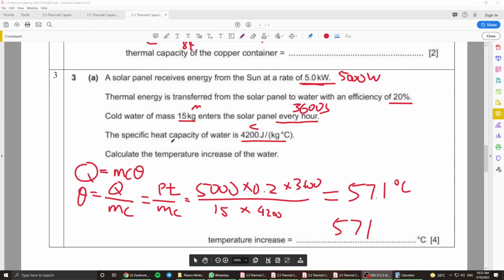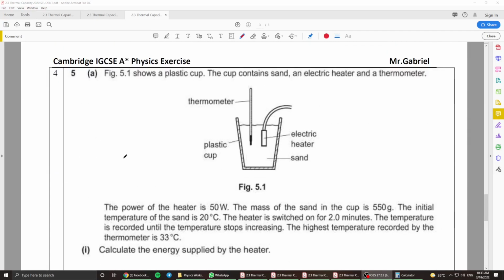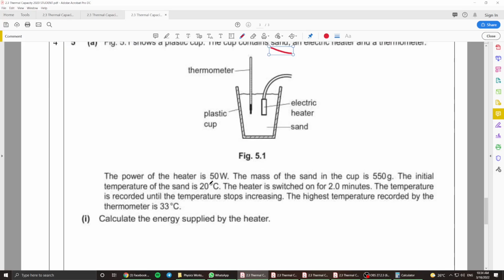Okay, and finally the last page here, last set. Figure 5.1 shows a plastic cup. The cup contains sand, an electric heater and a thermometer. The power of the heater is 50 watts. The mass of the sand is 550 g, which is 0.55 kg here. The initial temperature is 20 degrees Celsius. The heater is heated up for 2 minutes, which is 120 seconds. The temperature is recorded until the temperature stops increasing. The highest temperature recorded is 33 degrees Celsius. So the change in temperature is going to be 13 degrees Celsius.